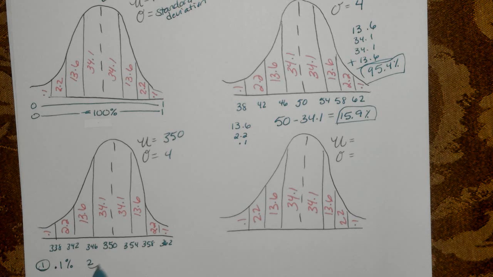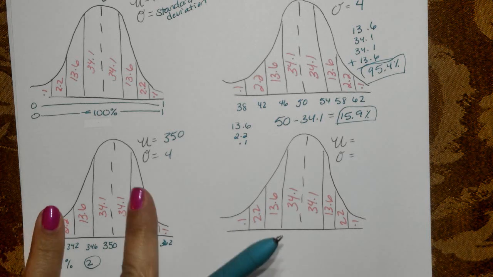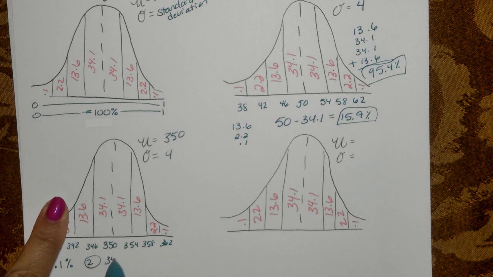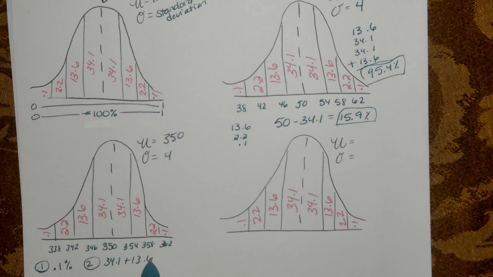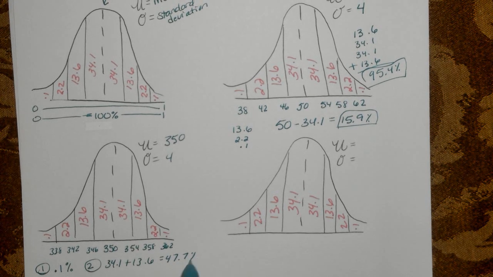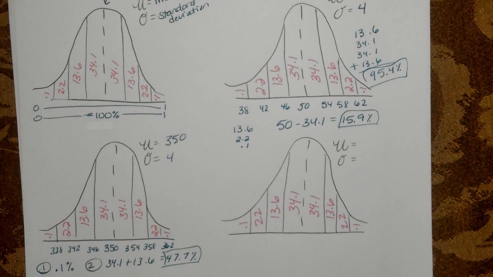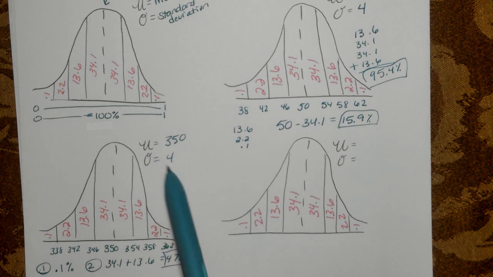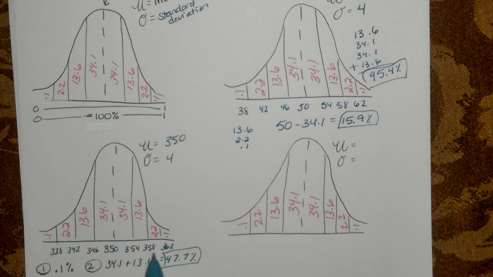Okay? Number 2, it says between 342 and 350. So I'm looking right there between those. I'm adding 34.1 plus 13.6, and I get 47.7. So your probabilities never change. What you need is the mean and the standard deviation to get these numbers, because I need these numbers for you to ask me a question. And based on what you ask, I am going to add or subtract probabilities to find your answer.